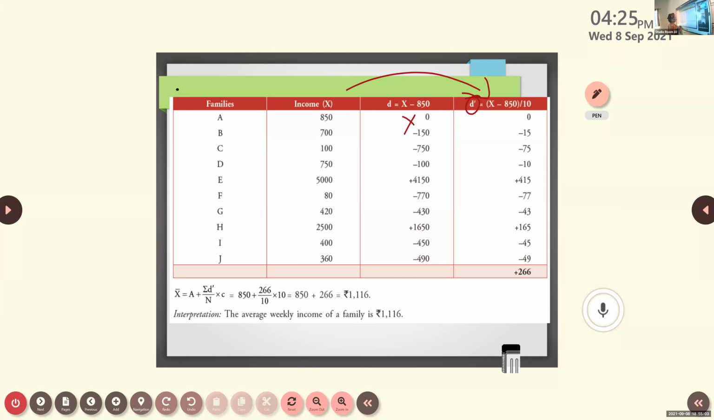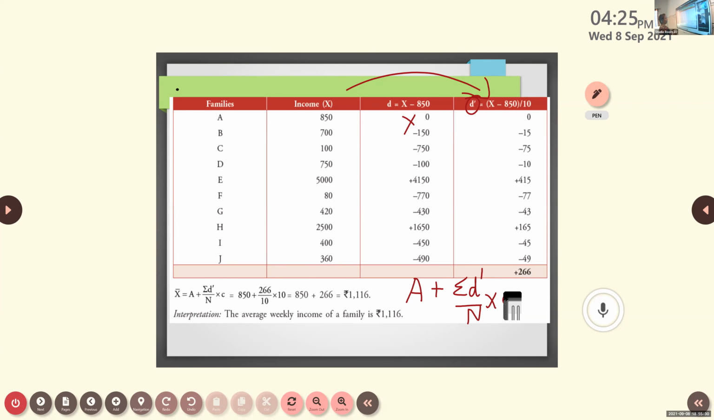Okay, tell me the formula for finding the mean through step deviation method. A plus sigma D dash by N. Sigma D dash by N. One more. Something we left. Ma'am, into C. Yes, into C. Okay. If we do this through this method, we can get the mean.